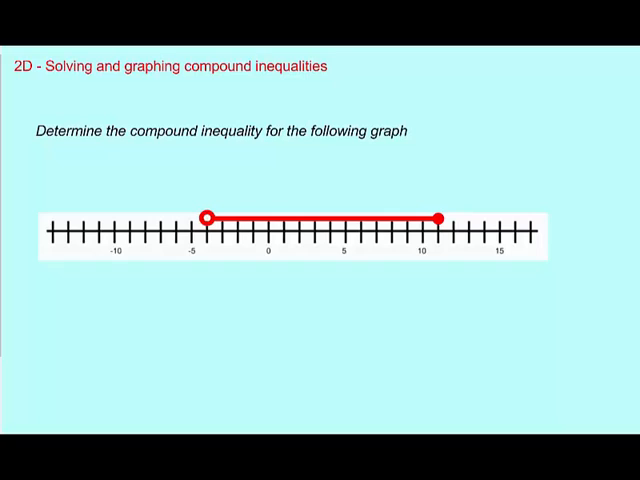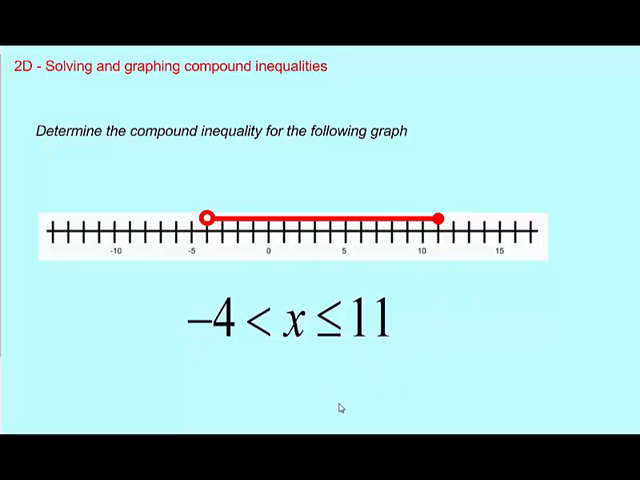Here's another one. See if you can write the compound inequality for this. So here we have negative 4 is less than x, which is less than or equal to 11. We know it's less than here because it's an open circle. We know it's less than or equal to here because it's a closed circle. And then we simply take where those dots are located on the number line.